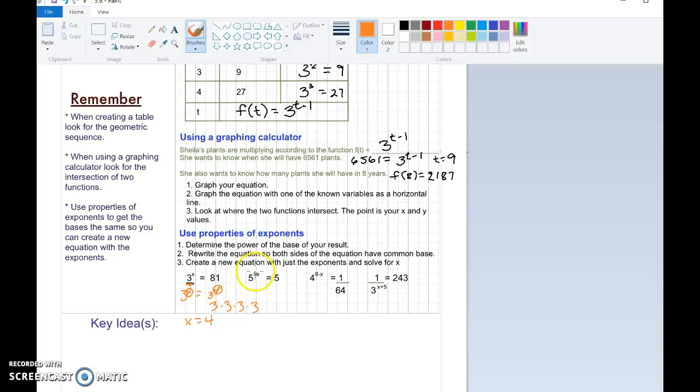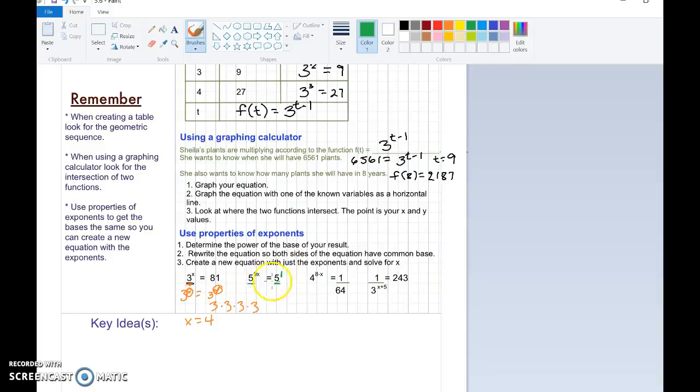5 to the power of 9x equals 5. So now we have to find a common base, and you can see that our common base is going to be 5. But we also need to write our result, our 5, with an exponent. So what would the exponent be for 5? Well, 5 is really just 5 to the 1st power, isn't it? So now we have 5 to the 9x power is equal to 5 to the 1st power.